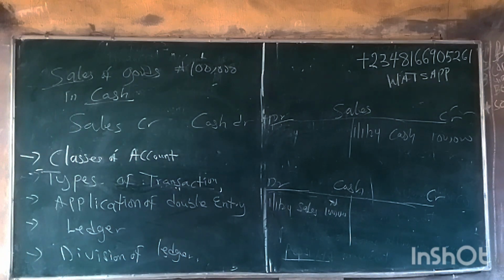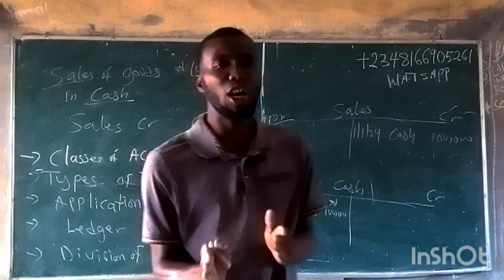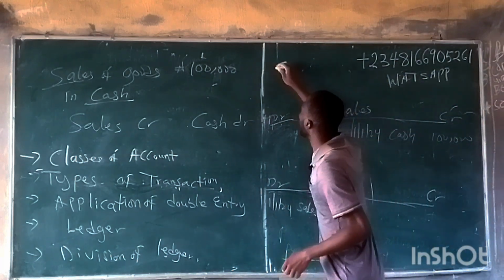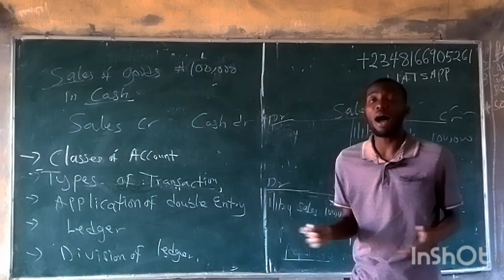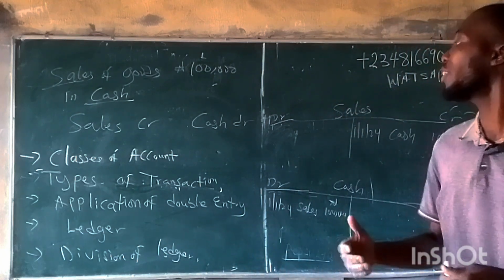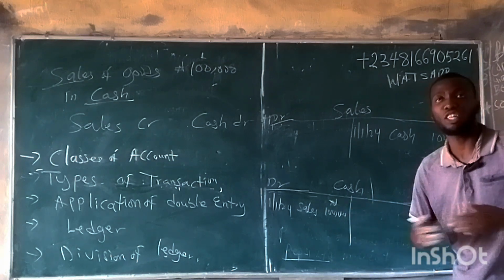And then we have the division of ledger, where we have the private ledger, which involves the capital and the drawings account. There we also have the nominal ledger, the real ledger, and we also have the personal ledger. So all these are types of ledger. We also have debtors ledgers and creditors ledgers.